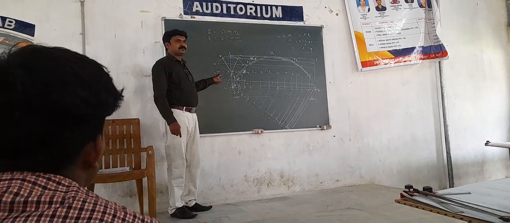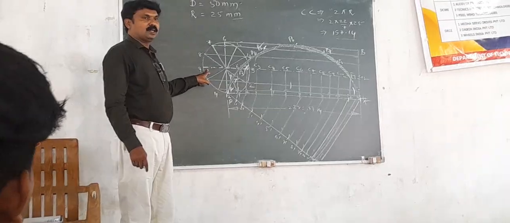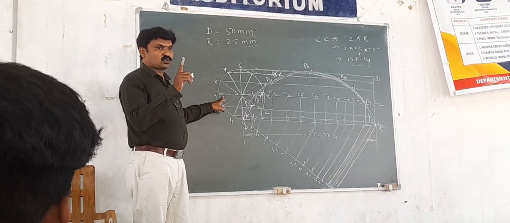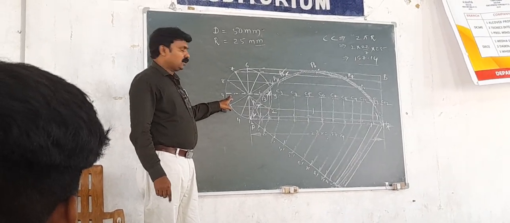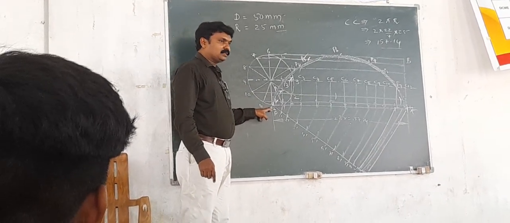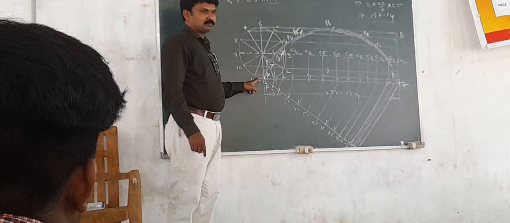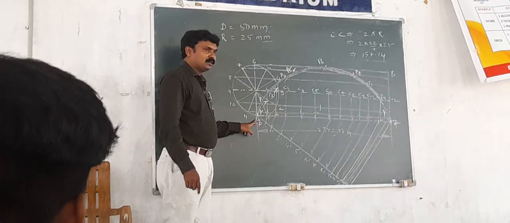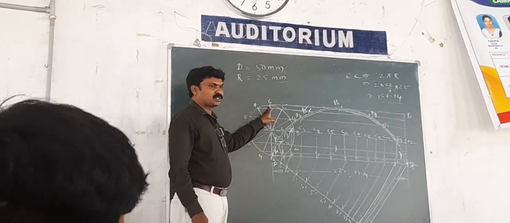Circle. First step. Then divide the circle into 12 equal parts. Mark the numbering from 1 to 12 by taking care. The 12th point is the bottom point. The opposite point will be the 6.